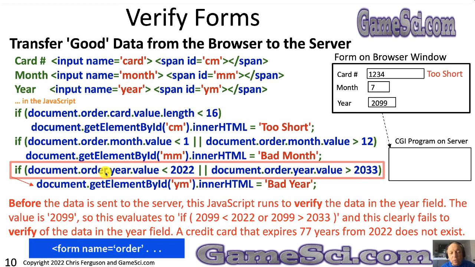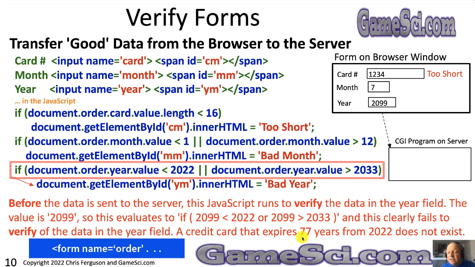If document.order.year.value is less than 2022 or document.order.year.value is greater than 2033. I did this slide in 2022. Before the data is sent to the server, this JavaScript runs to verify the data in the year field. The value is 2099, so this evaluates to if 2099 is less than 2022 or 2099 is greater than 2033. And this clearly fails to verify the data in the year field.